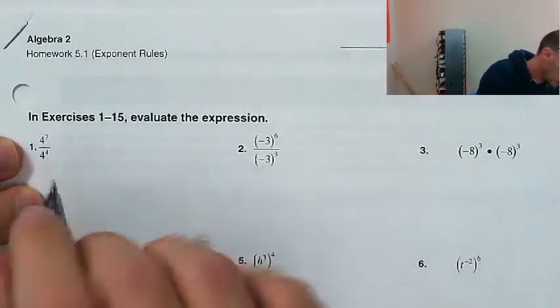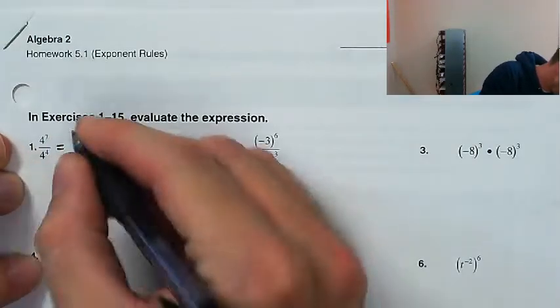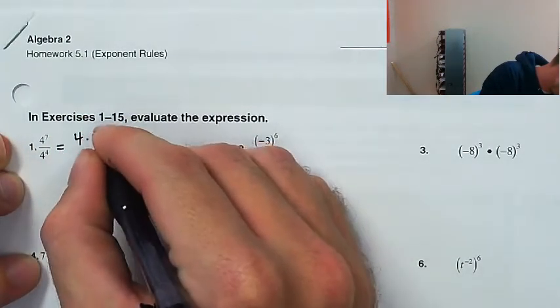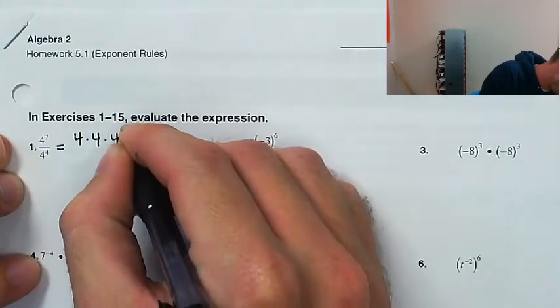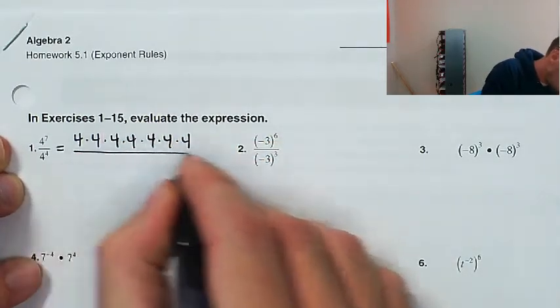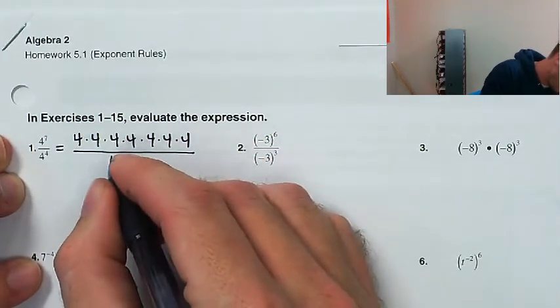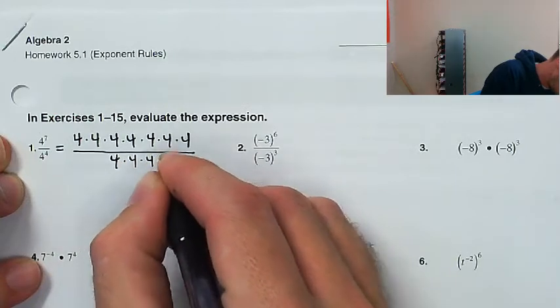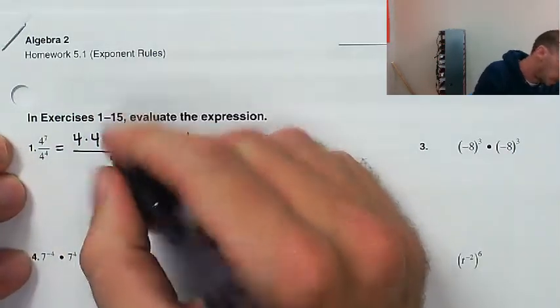But just to remind you of why that's true, I'm probably not going to do this on all of them. I can just write out the 4s, 7 of them: 4, 5, 6, 7 copies of 4, divided by 4 to the 4th, which would be 4 copies of 4. Oh, whoops, I got it wrong. So we can kind of cancel them off.